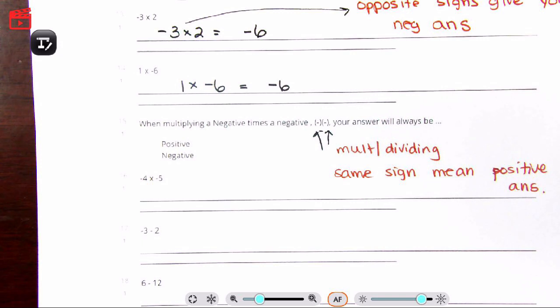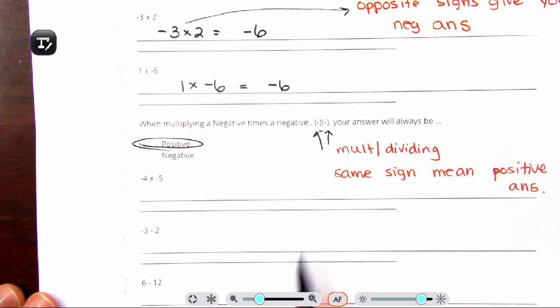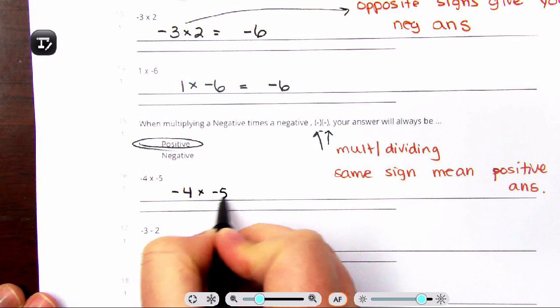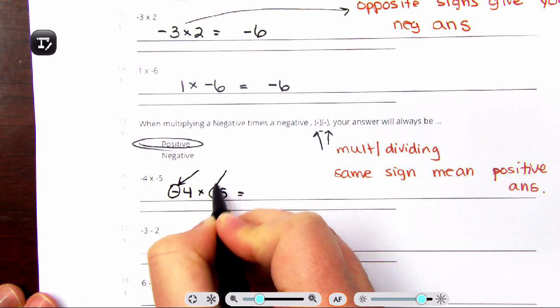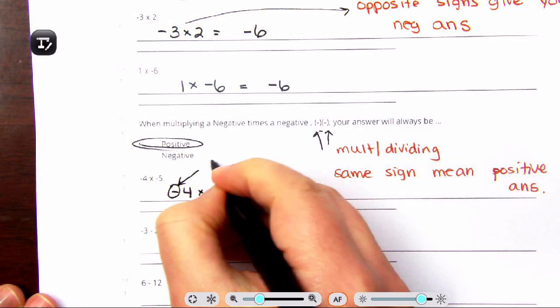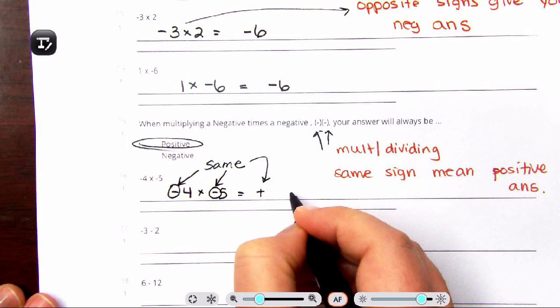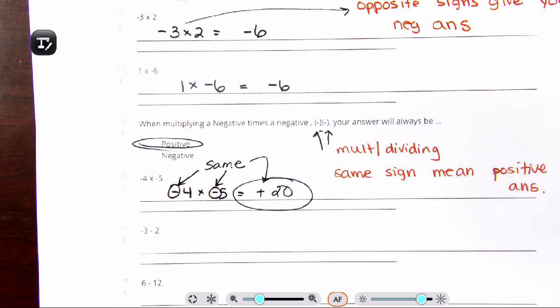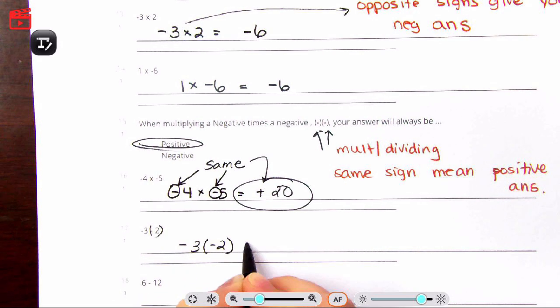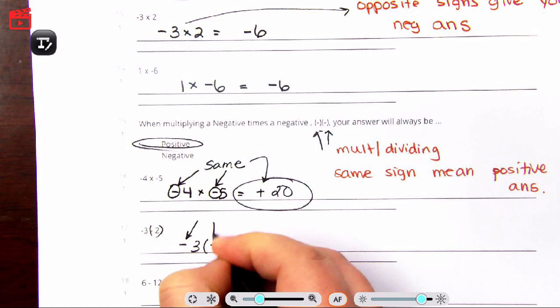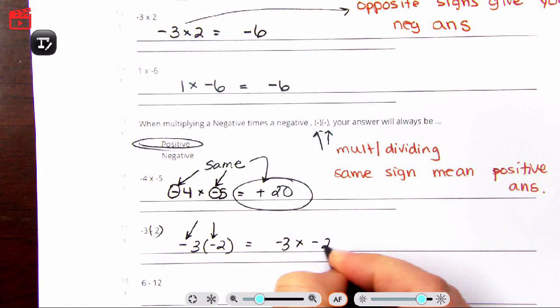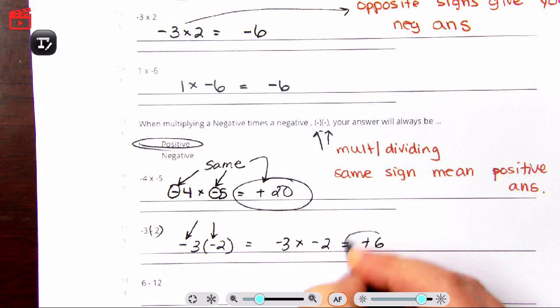This is only when you're multiplying or dividing, okay? So these will give you a positive answer. Negative 4 times negative 5. This is 2 negatives that give you a positive, so I'm going to have a positive answer. I have 4 times 5, which is 20, and positive 20 is my answer. Let's try this again. This one here should have a parenthesis around it. So I have negative 3 times a negative 2. So that means I have a positive 6.